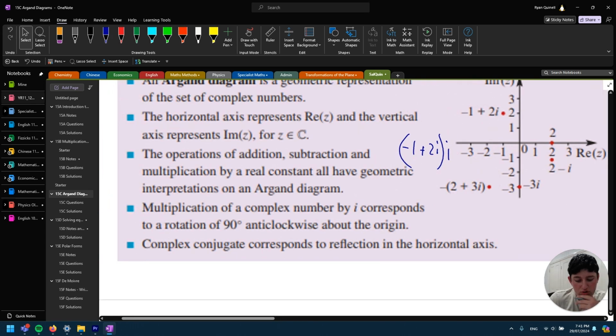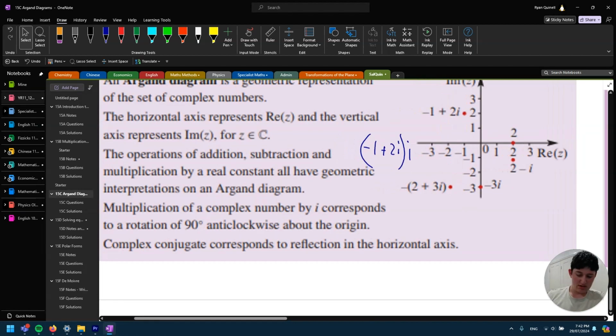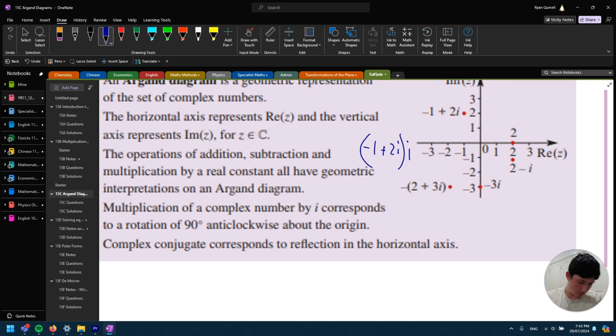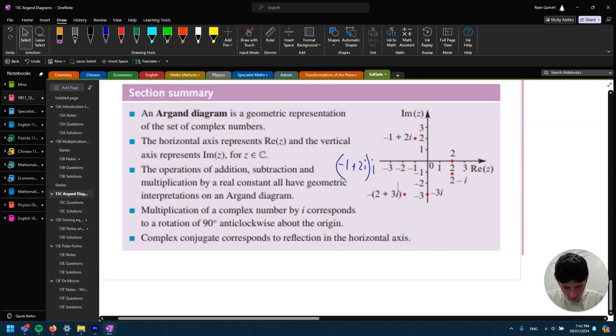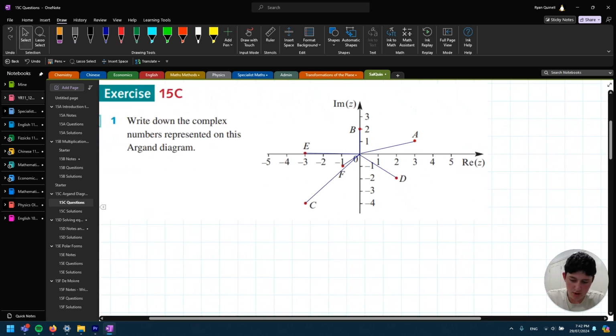And complex conjugate corresponds to the reflection in the horizontal axis. Basically, a conjugate is where you multiply by the conjugate. We've learnt conjugates before. It basically reflects it about the x-axis. Let's get straight into it.